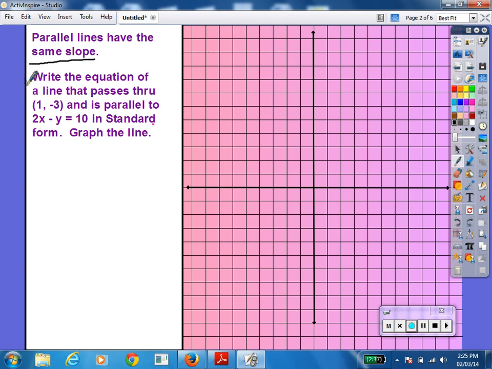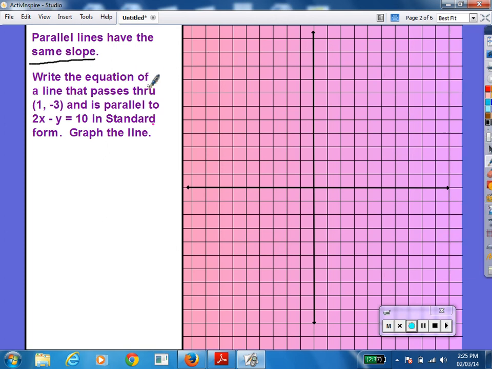Okay, so it says write the equation of a line that passes through a point, and you know you've got to have a point if you're going to write the equation of a line, and is parallel to this line, and write it in standard form and graph the line. Okay, so we know that parallel lines have the same slope, and we have our equation here in standard form, but that doesn't show us the slope. But if we just really quickly convert it to slope-intercept so we can see it, we'll be in good shape.